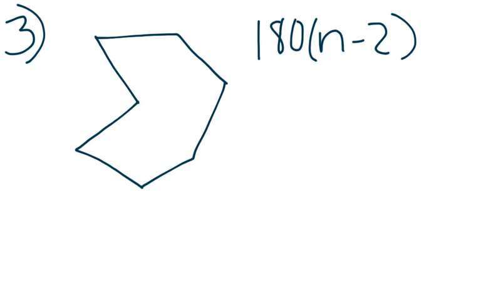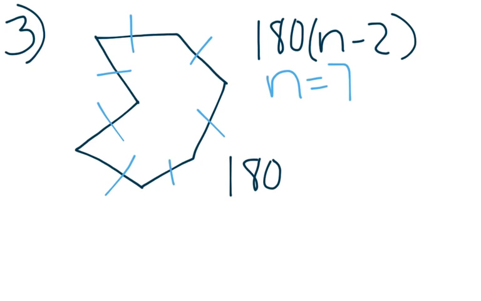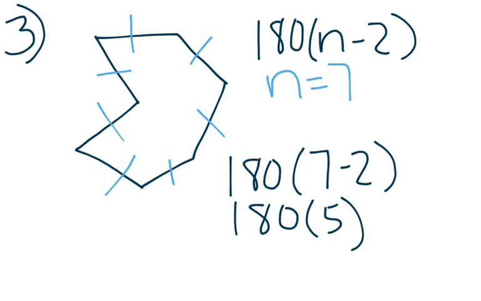Okay, so now let's look at this funky looking shape. We have 1, 2, 3, 4, 5, 6, 7 sides. So that means that n equals 7. Let's rewrite this equation substituting 7 for n. We have 180 times 7 minus 2, and 7 minus 2 is 5. Now we have to do 180 times 5, and that is, let's see, 900. So this is 900 degrees. And this is our answer for number 3.